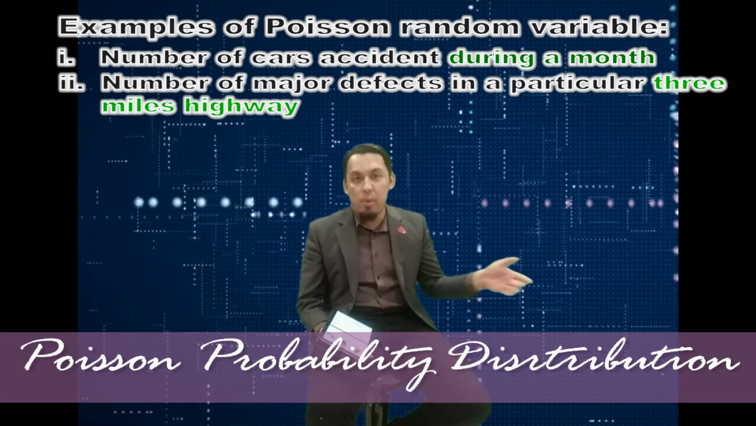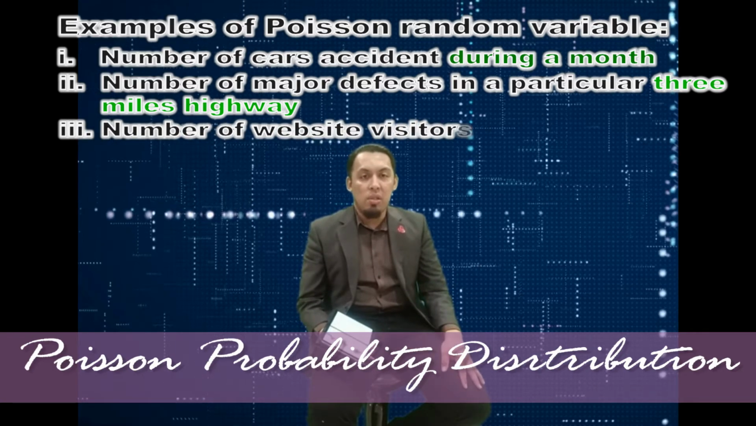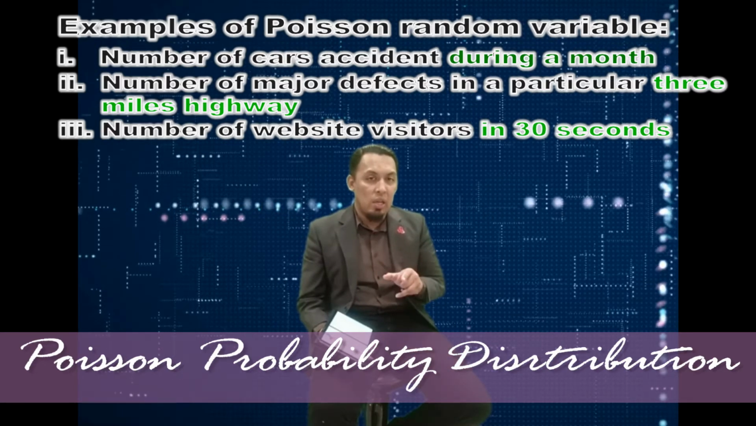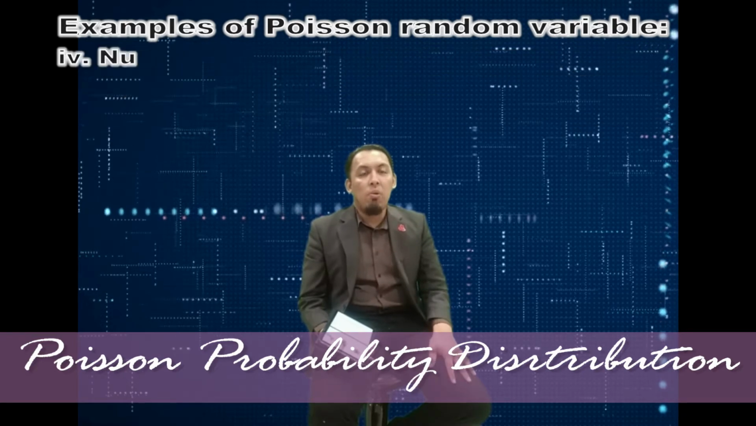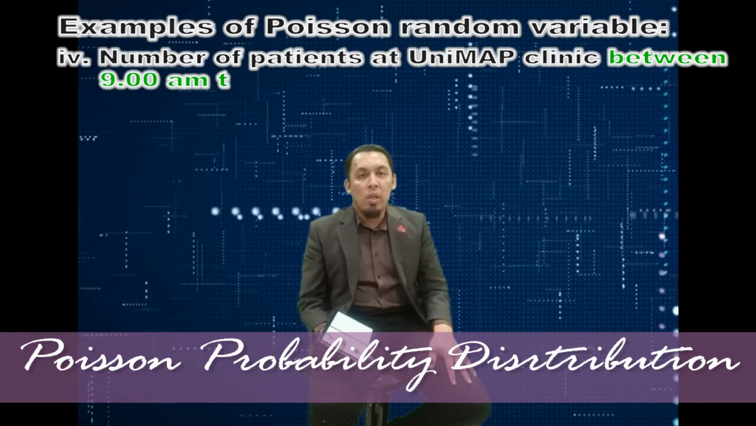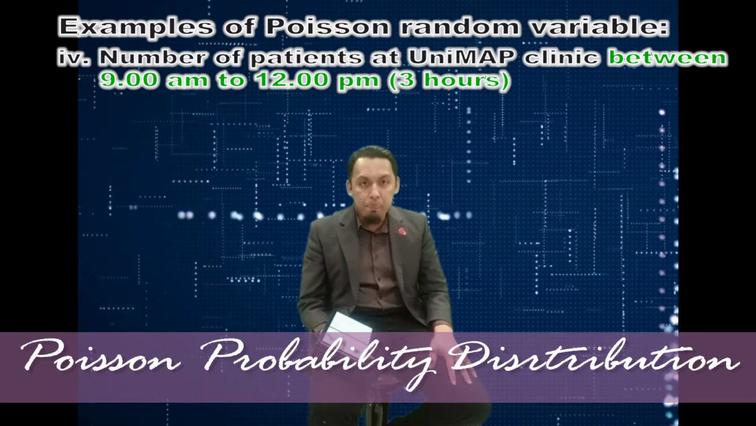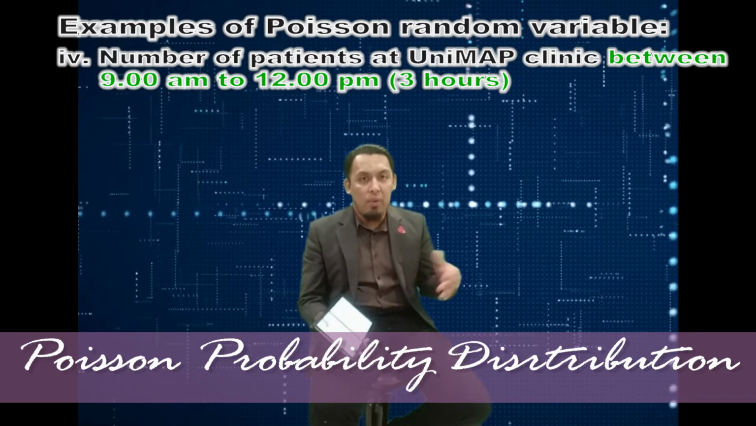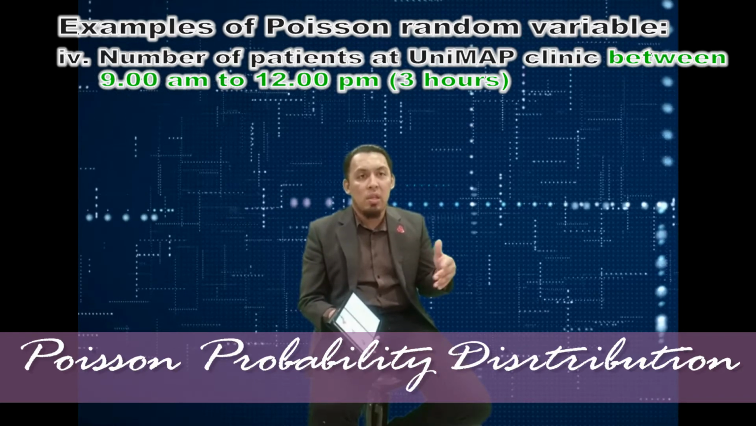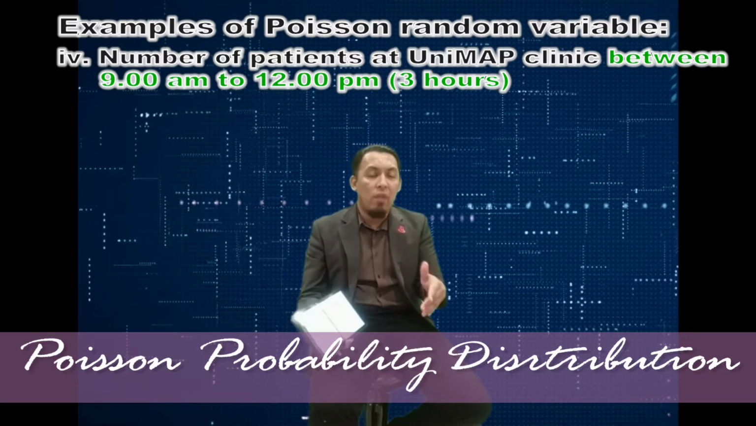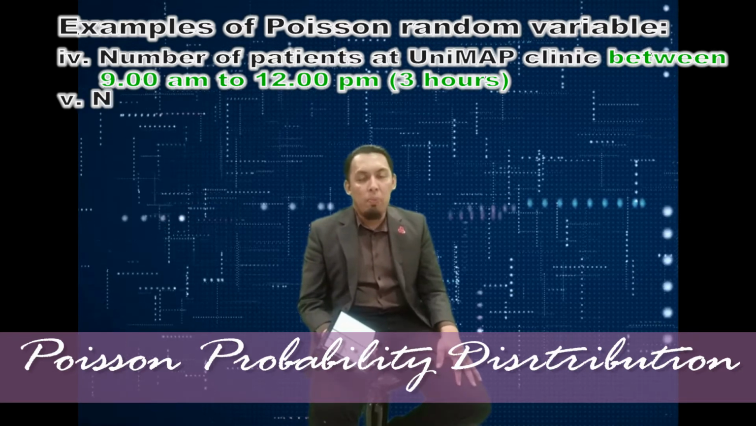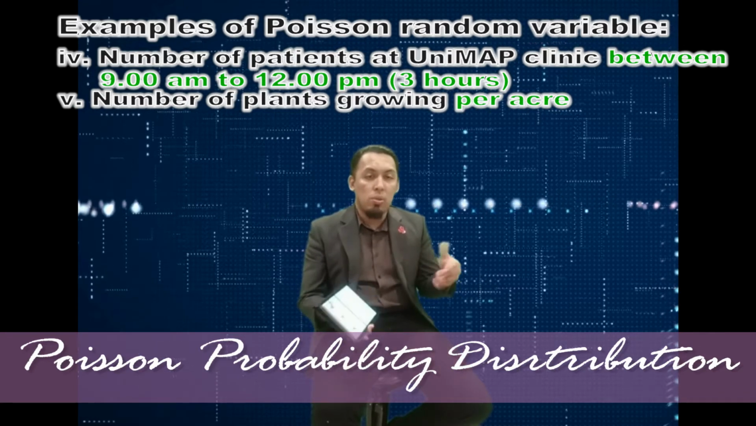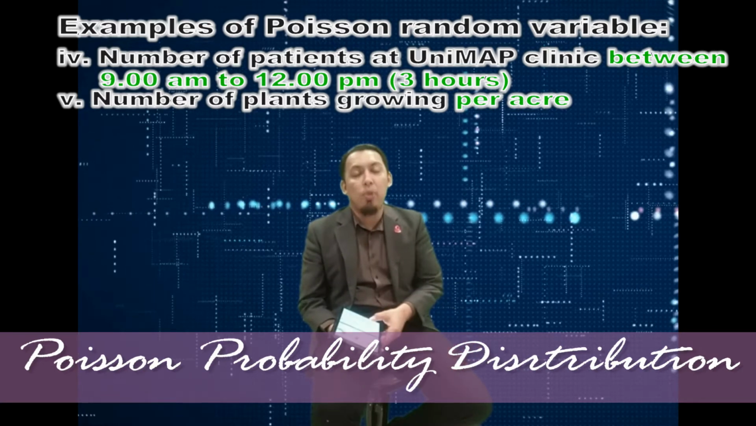Now we have an interval of 3 miles. And then the number of website visitors in 30 seconds. So they are interested in looking at the number of website visitors per 30 seconds. That makes it Poisson. And then the number of patients at Unimap clinic between 9 to 12 p.m. That range of times makes this question a Poisson case because they have an interval of time there. And then we have the number of plants growing per acre. So they want to know the number of plants growing in 1 acre each. So basically that makes it a Poisson question.